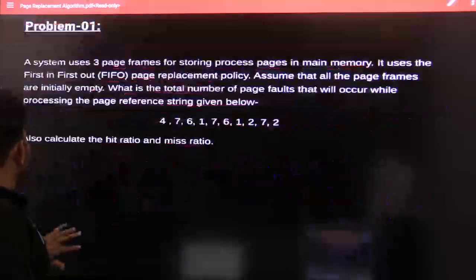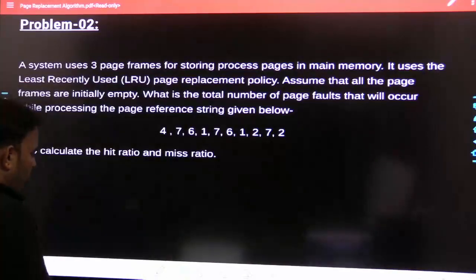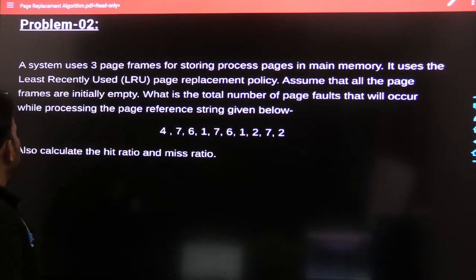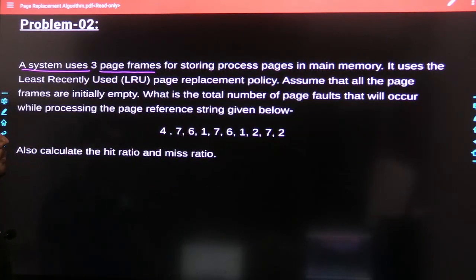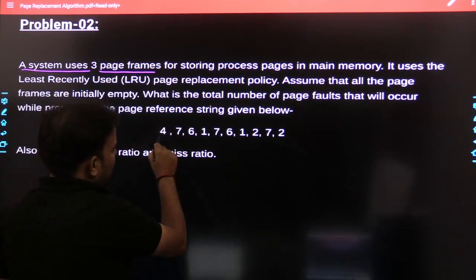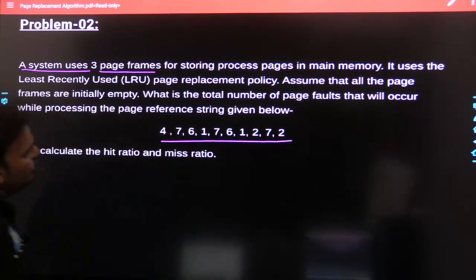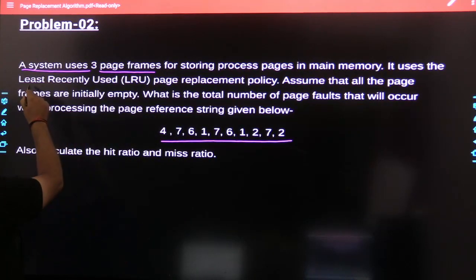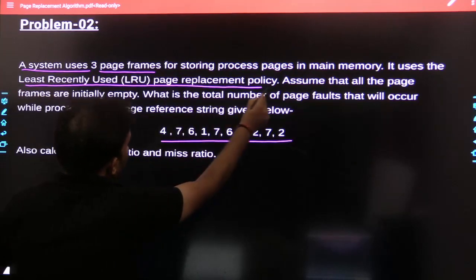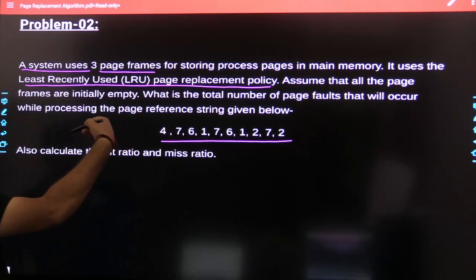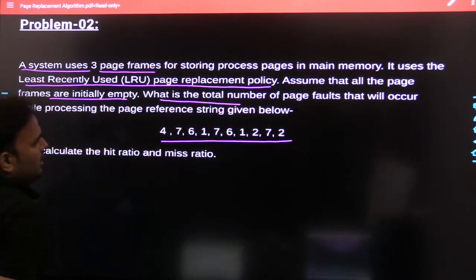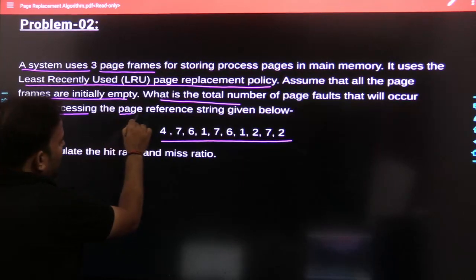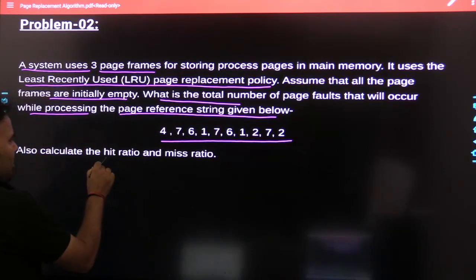So I am giving you the next question, my dear friends. This is your next problem. Just go through it. Problem number 2. A system uses 3 page frames for storing a process's pages in main memory. It uses the least recently used page replacement policy. They are also using the same reference string. Assume that all the page frames are initially empty. What is the total number of page faults that will occur while processing the page reference string given below? Also calculate the hit ratio and miss ratio.